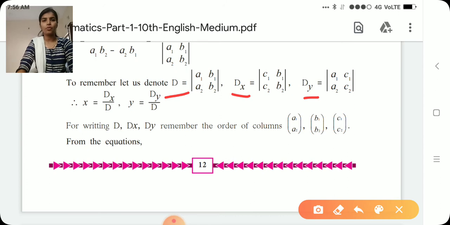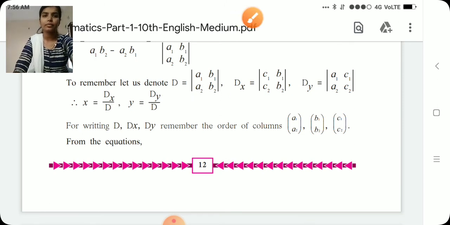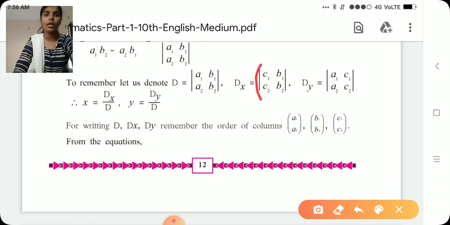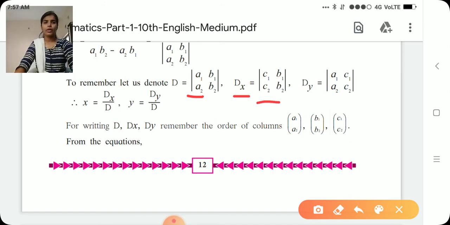So that's why these four are written in the determinant D. Okay. Then next we want to see the Dx. When you are writing the determinant Dx, you want to omit the first column, the coefficients of x, because here we are finding the Dx. Then you omit the coordinates of x. The coefficients of x are a1 and a2. So instead of that you write down c1 c2. So your Dx becomes c1 c2, b1 b2.